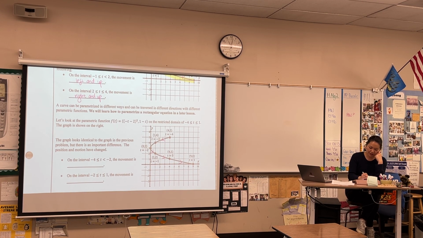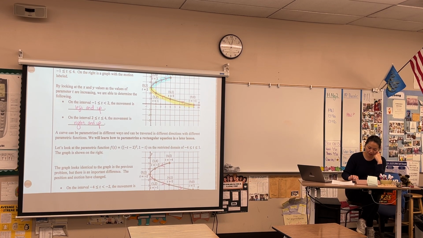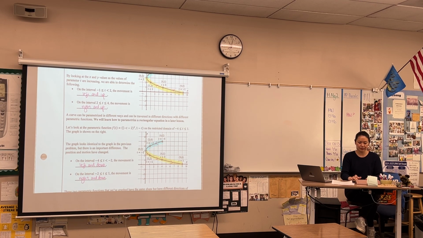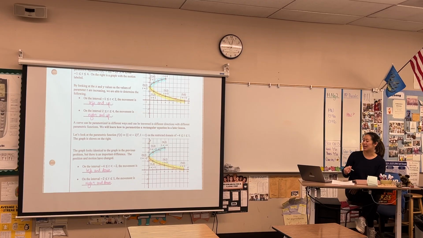On that interval from -4 to -2, it's going left and down. And then from -2 to 1, it's going right and down. I want you to see that side by side. Same curve, but notice it changed the directions. Different parametric functions will do that.